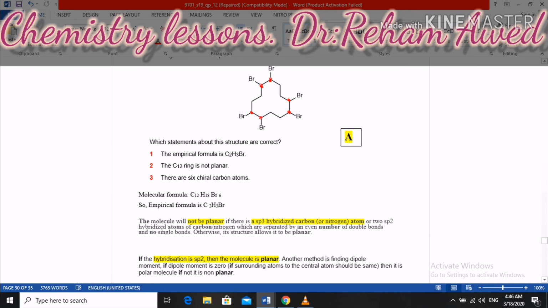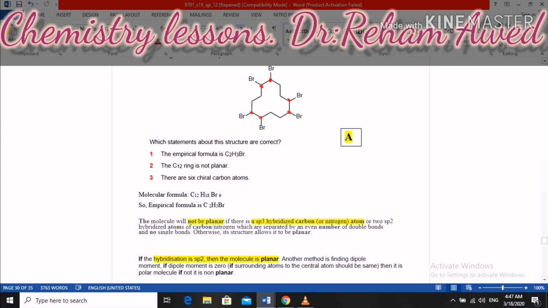To know if the compound is planar or not planar, the molecule will be non-planar if we have sp3 hybridization. An sp3 hybridized carbon atom means we have a non-planar compound. In our compound, every carbon atom is attached to 4 different atoms, so we have sp3 hybridization. sp3 hybridization makes compounds non-planar, so of course our ring is not planar.